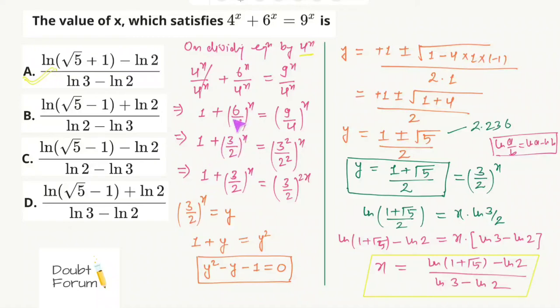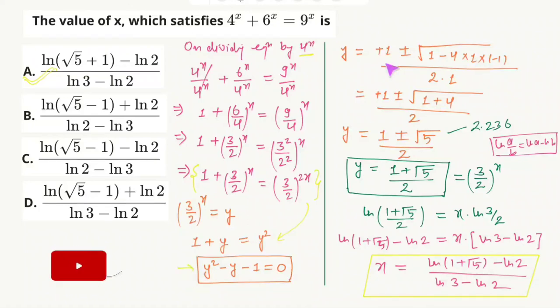On further simplification, here we are just dividing the numerator and denominator by 2. Here we are taking 9 as 3 squared, 4 as 2 squared. Further we are just putting this 2 outside, and now we are assuming (3/2)^x as y. So we rewrite this equation in terms of y. It becomes 1 plus y equals y squared, or y squared minus y minus 1 equals 0. This is a quadratic equation.